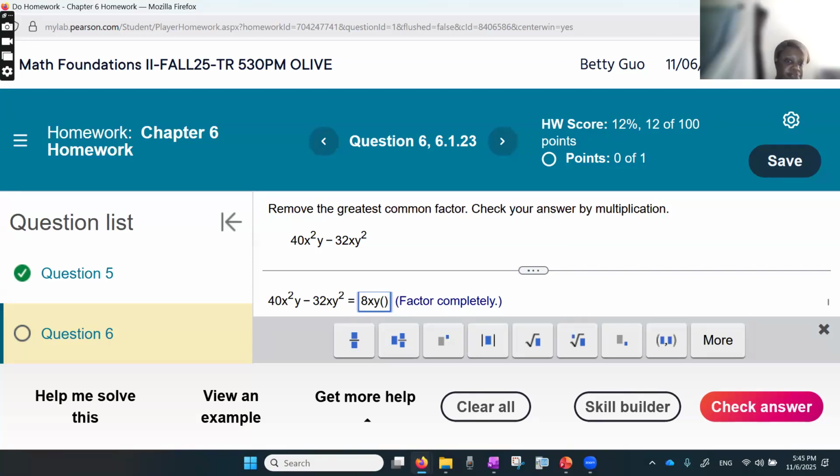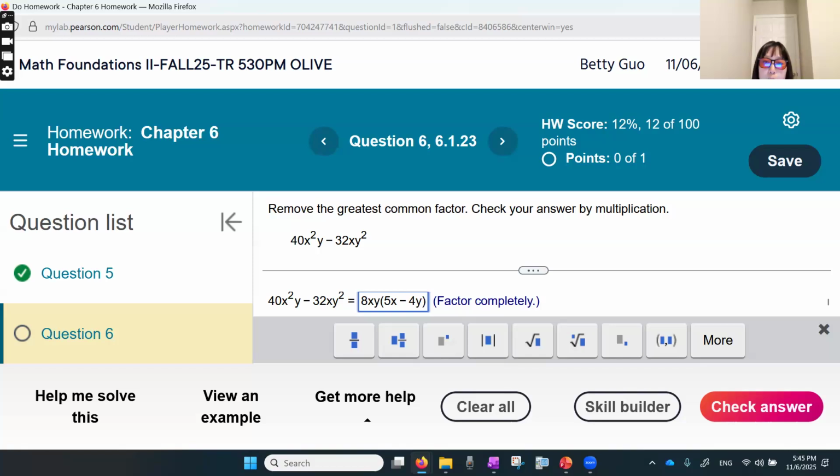And inside the parentheses, 40, you have 8 out, you have 5 left, because 40 divided by 8 is 5. You have x squared. You factor 1x out, you have a 1x left, right? And you don't have a y anymore. And then minus 32 divided by 8 is 4. You have x out, 1y out, you have a 1y left. Does that make sense?